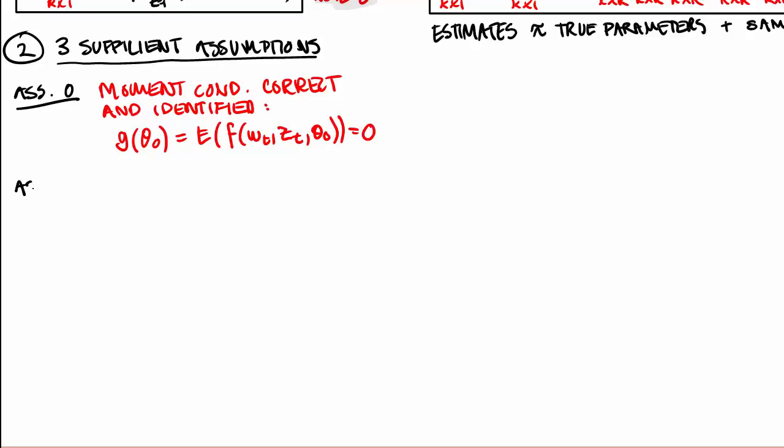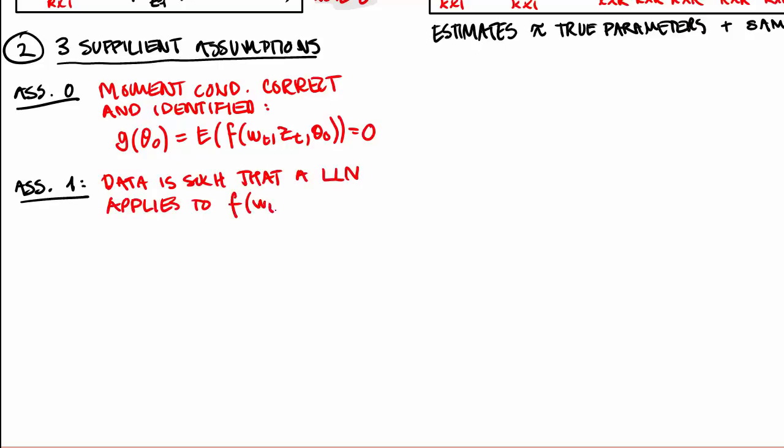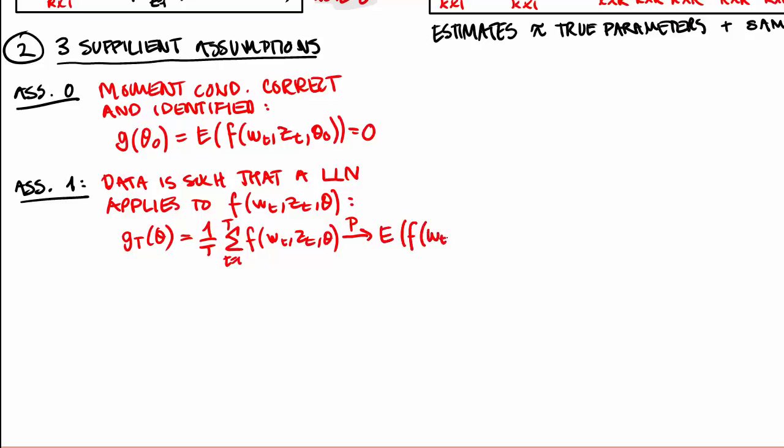The second assumption is an assumption about the data. Specifically, we assume that the data is such that a law of large numbers applies to the function f of w_t, z_t, theta. So that says that the sample moments g_T of theta, which is equal to 1 over T, the sum from t equal 1 to capital T of f of w_t, z_t, theta, is going to converge in probability to the expected value of f of w, z, theta.